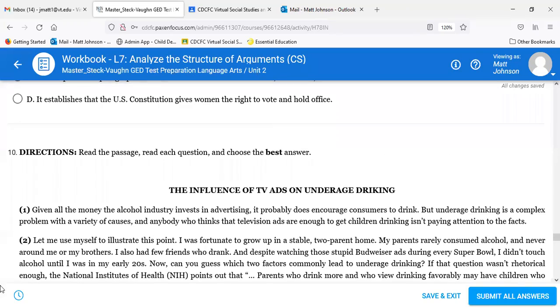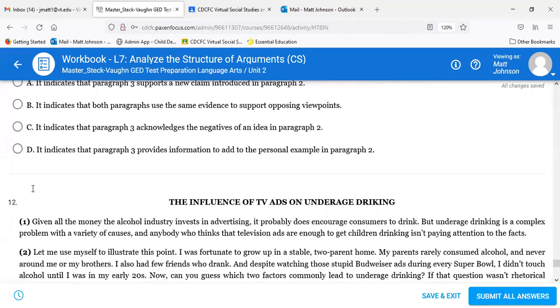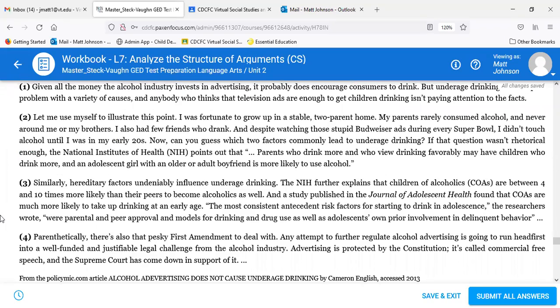I'll go ahead and finish it out. We got, I think, just one more. Yeah, one more passage here. I'll go ahead and read here.